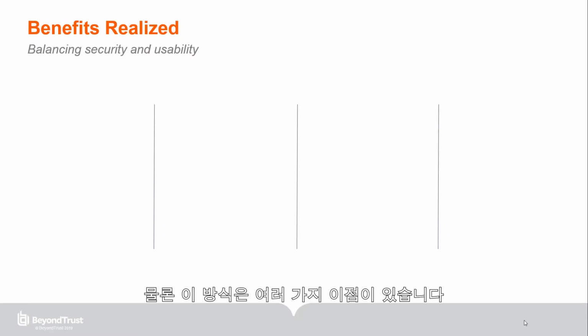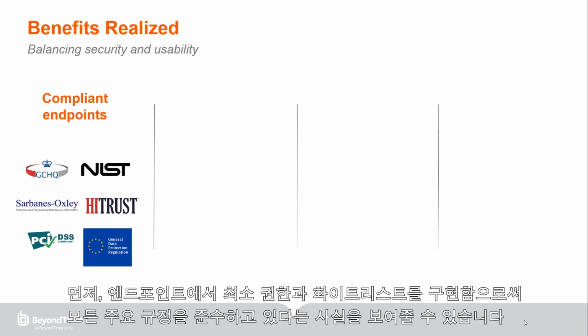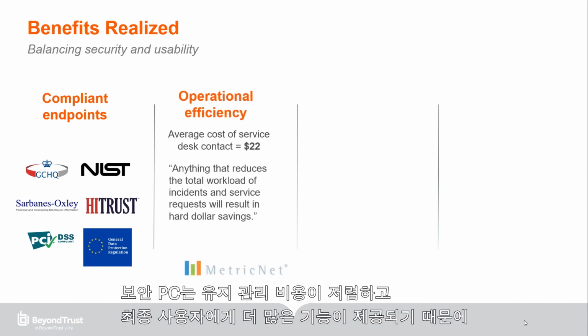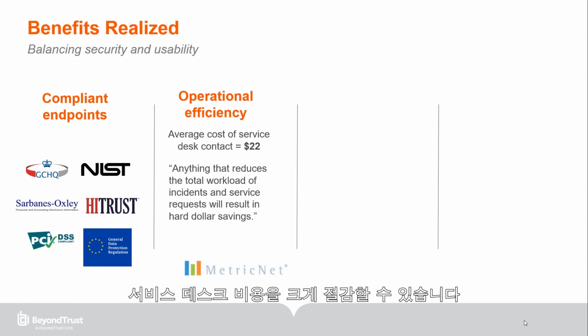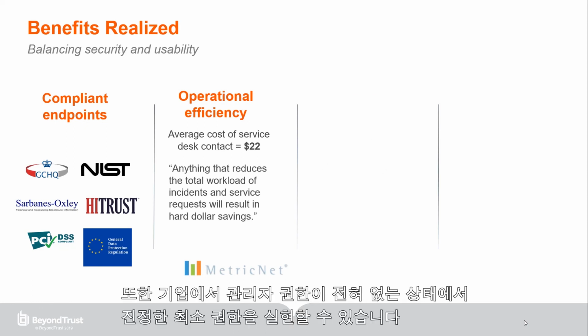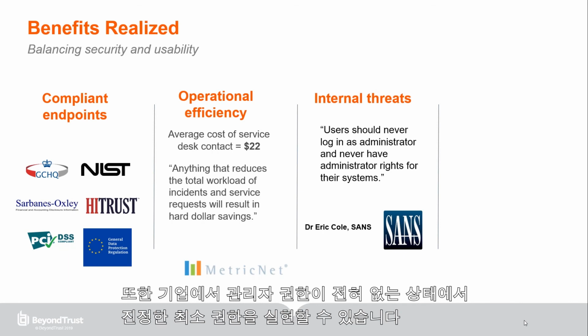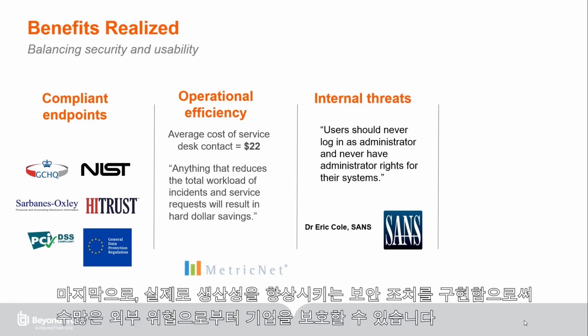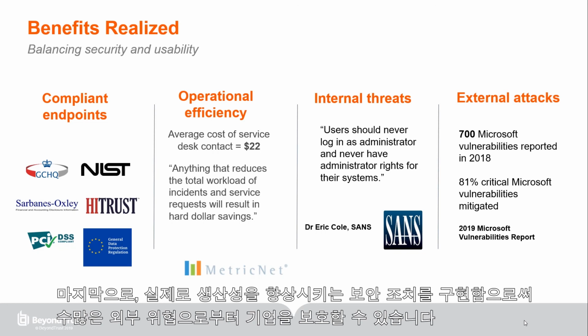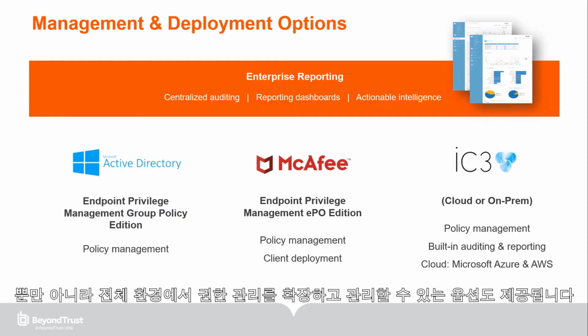Of course, this approach brings multiple benefits. First, you'll be able to demonstrate compliance with all the major mandates by achieving least privilege and whitelisting on your endpoints. Both because secure PCs are cheaper to maintain and because end users are more enabled, you'll reduce service desk costs significantly. You'll also achieve true least privilege with no admin rights in the business at all. And finally, you'll protect your business from a host of external threats by implementing security measures that actually improve productivity. Not only that, you'll also have options for scaling and managing privilege management across your entire environment.